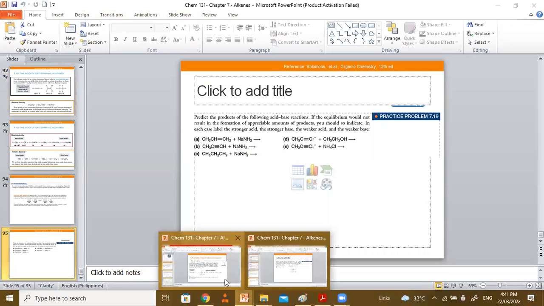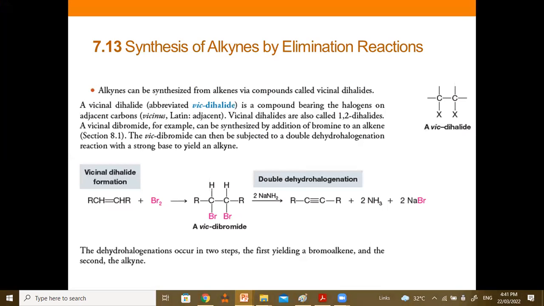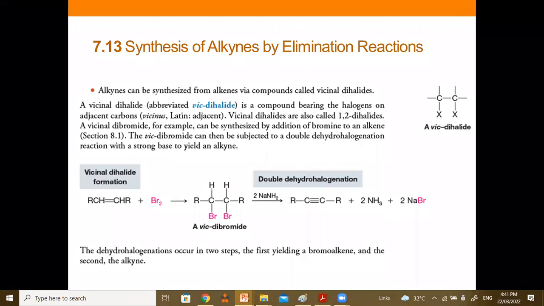So now we'll proceed with the reactions of alkynes. Okay, the first one is how to prepare our alkynes. So the first way of preparing or synthesizing alkynes is via the elimination reaction.